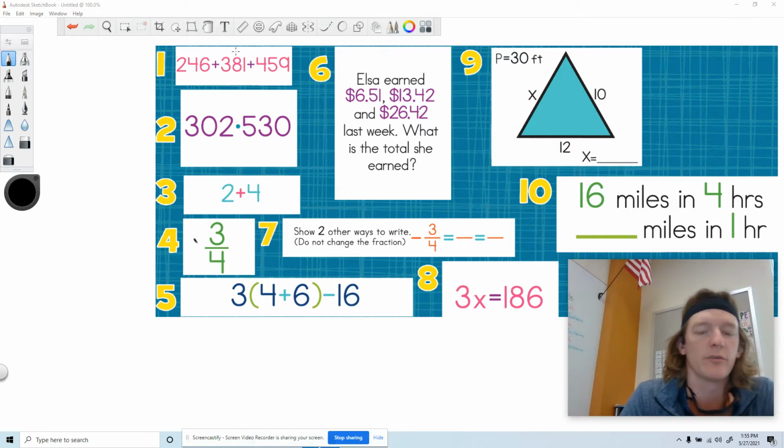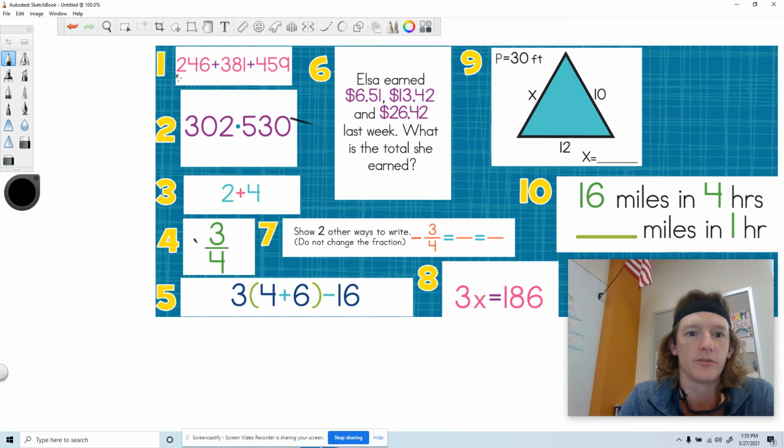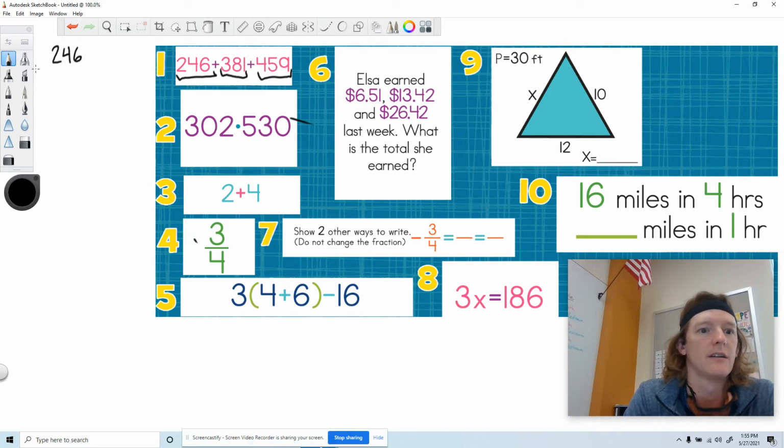Starting here on number 1, we have 3 terms that we need to add together. So we're going to do 246 plus 381 plus 459. Go ahead and add those up. Show your work. Find the sum.